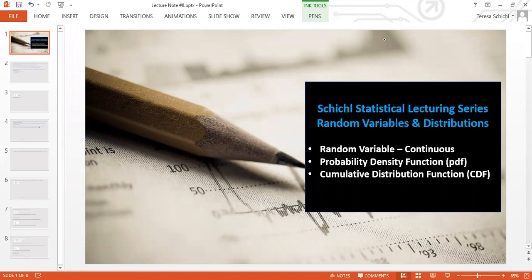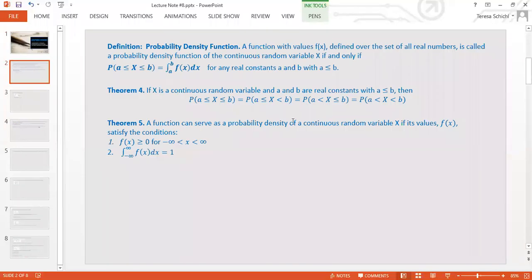Okay, so in the last video we talked about the random variable, how to define it, and we defined the discrete type of random variable. For this video, we are going to talk about what happens if your random variable is continuous. Then what is the probability density function and what is the cumulative distribution function for continuous random variables? Okay, so let's take a look.